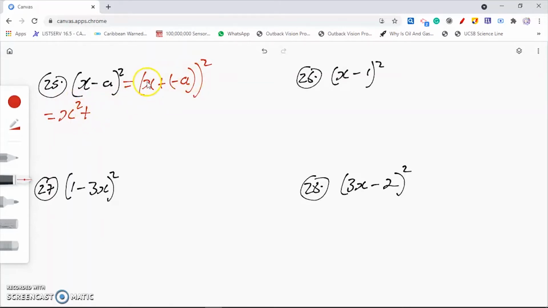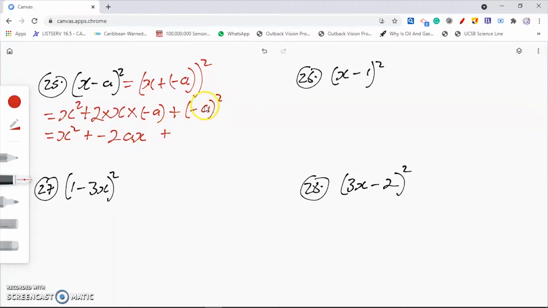plus 2. 2 is a constant, it's always 2 because the power is 2. So 2 times the first term, which is x, so 2 times x, times the second term, negative a, plus the second term raised to the power of 2, that's negative a squared. Now we could simplify that, so we get x squared plus 2 times x is 2x, and 2x times negative a is negative 2ax, plus negative a squared.